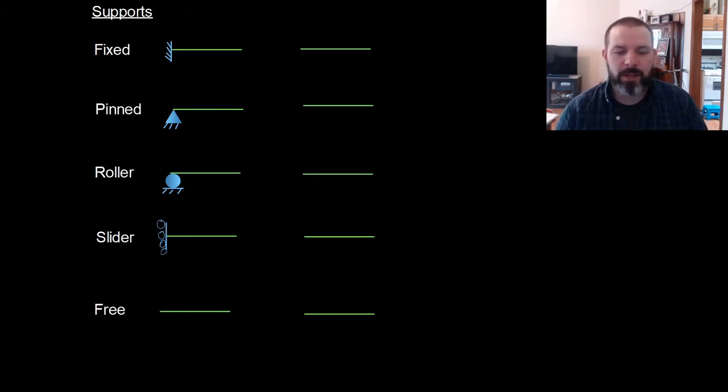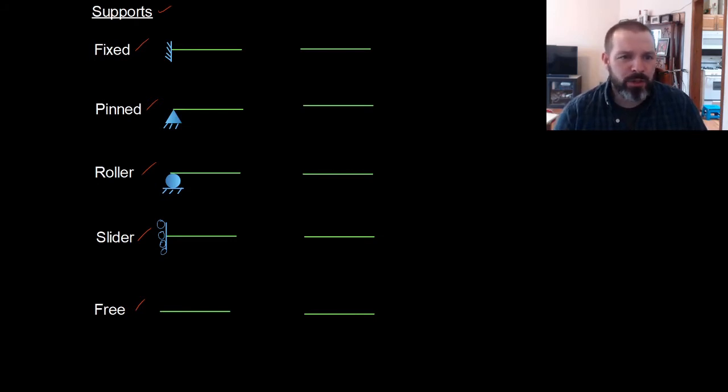In the real world, it's often impossible for us to achieve things like this. But we take the things we see in the real world and we simplify them so that we can do simple calculations. So we're going to start with supports. In this class, we're going to look at 5 different types of supports: the fixed support, the pin support, the roller support, the slider support, and the free support. I have my supports organized from the most constrained to no constraint at all, so a fixed support to a free support.